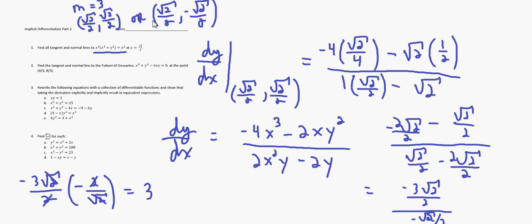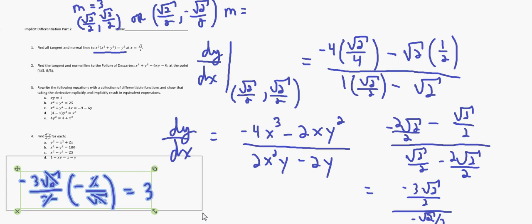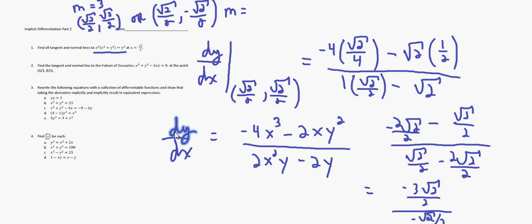You can squeeze that in there. Now we need to find the slope of this one. So got to plug in this second point. Now this right here is enough information to find the tangent and normal line at this point. But we have to find it at this other point because it says at x equals root 2 over 2, and there's 2 points there. So now we're going to find dy dx at root 2 over 2, negative root 2 over 2.